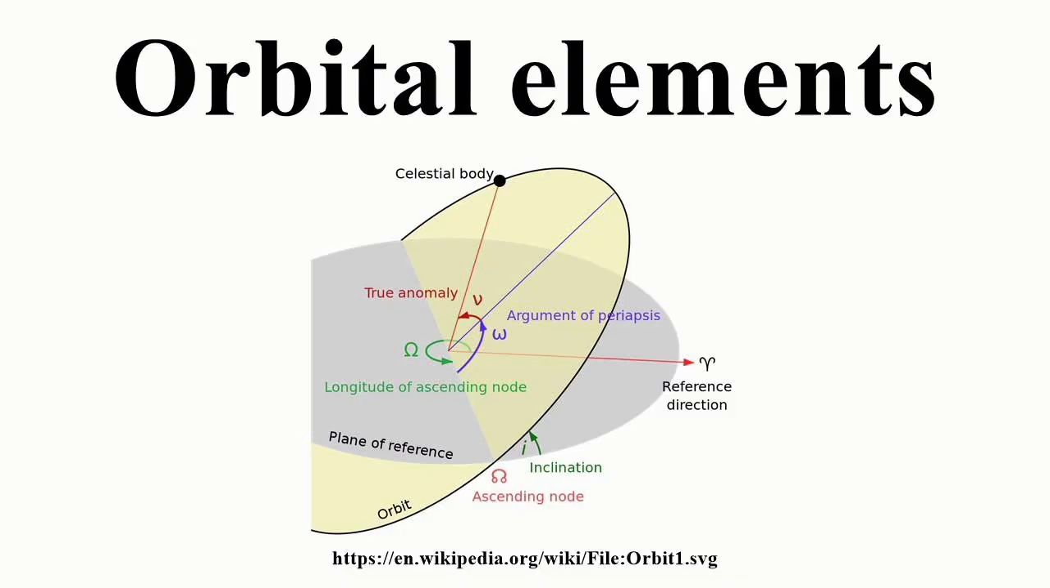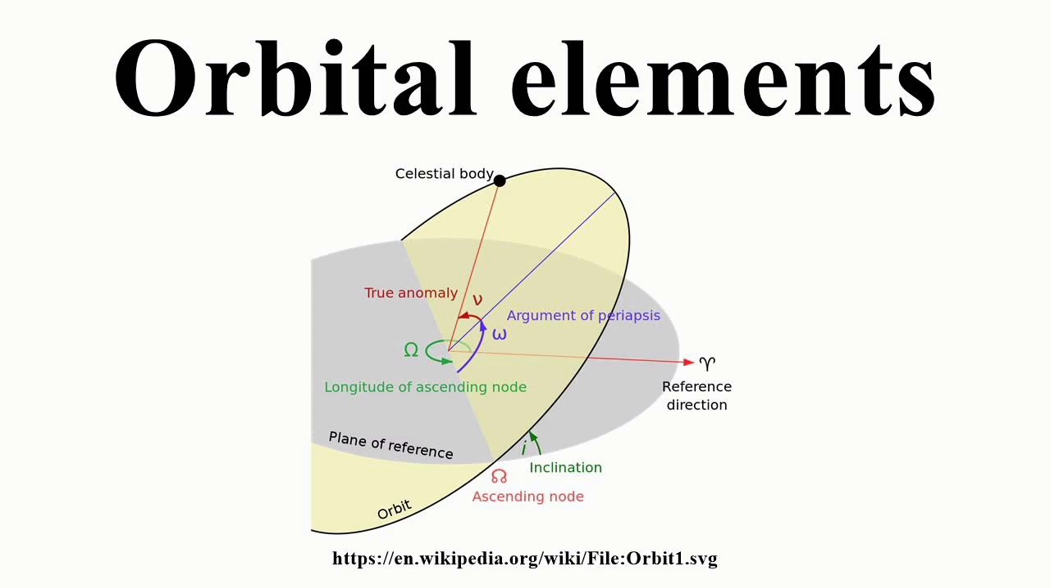TLE: visualizing orbits through ground tracks. To help visualize how these elements come together, we can observe the ground tracks of satellites over time. Ground tracks show the path a satellite appears to trace over the Earth's surface as it orbits, influenced by its inclination, semi-major axis, and eccentricity.